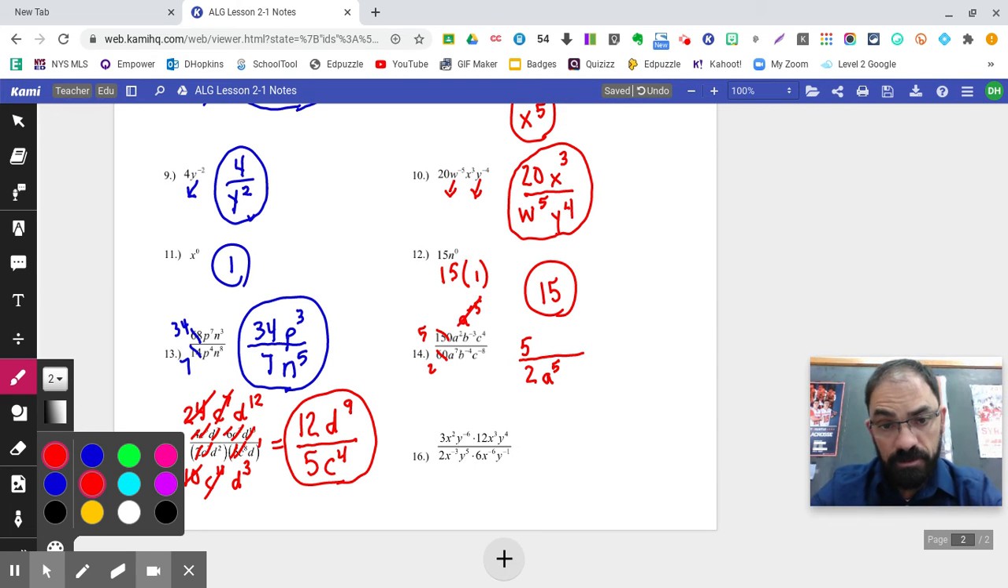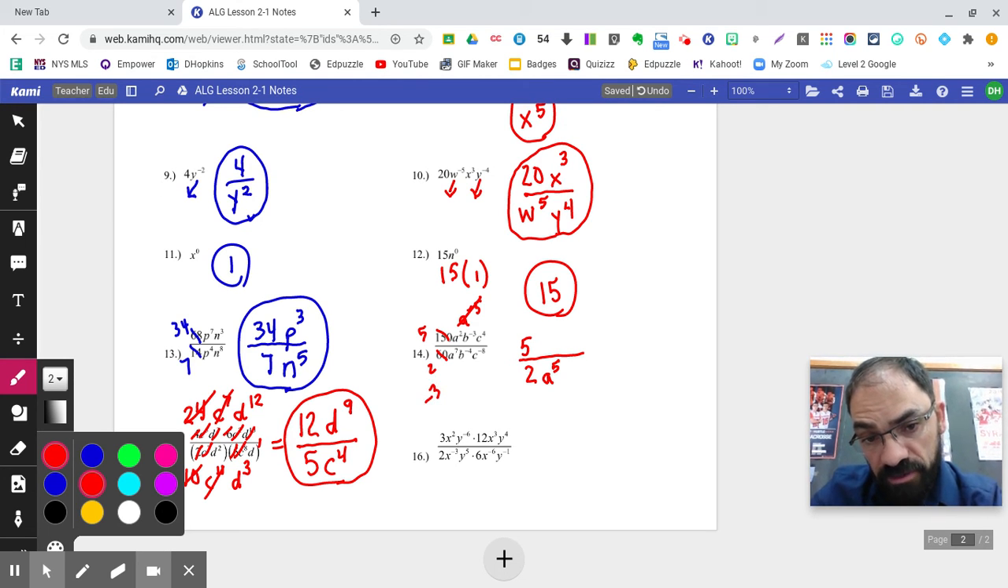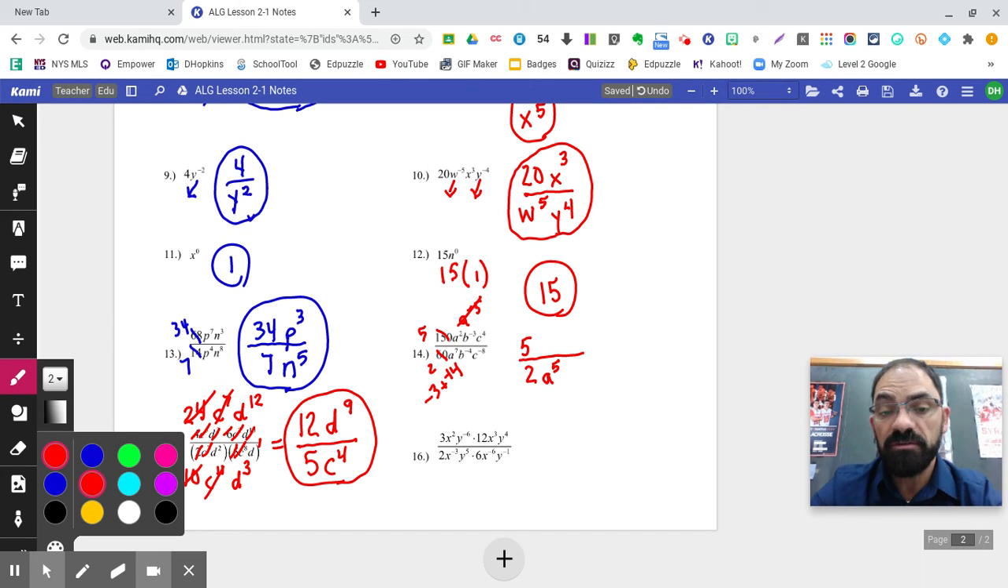Okay. Now for the b's, negative 3 minus a negative 4. So when I minus a negative, it's plus a positive. So remember, negative 3 minus a negative 4 plus a positive. So negative 3 plus 4 is 1, positive 1. So b to the positive 1 should be on top. I can have a 1 there, or I can just leave it off.